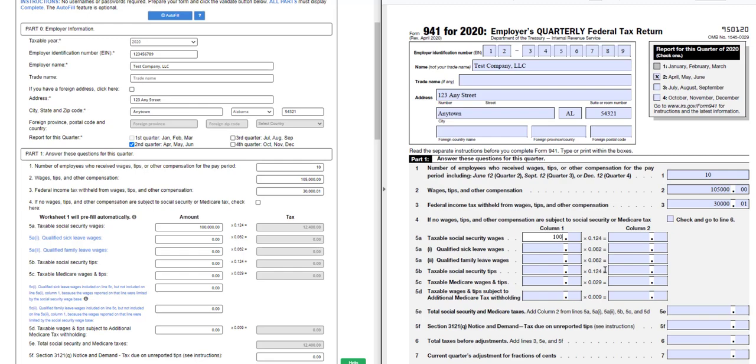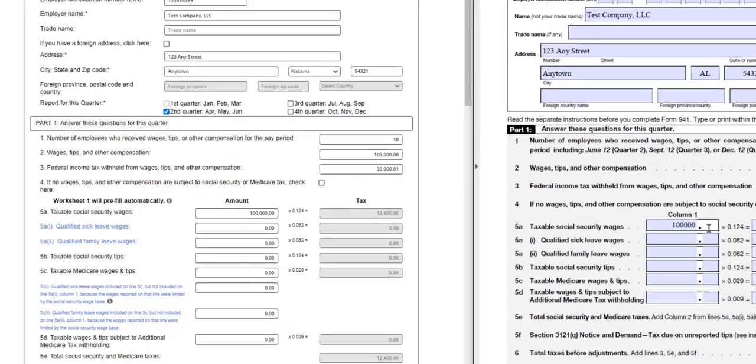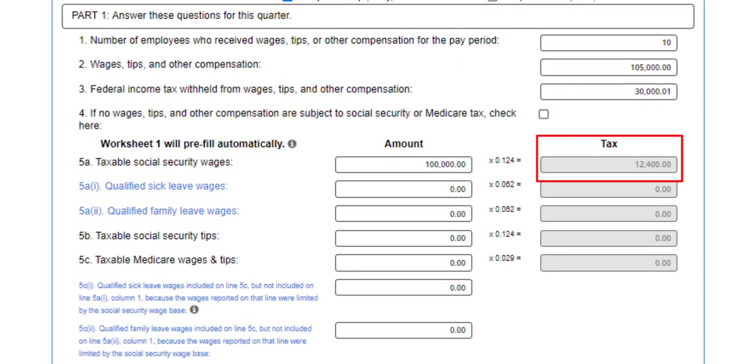In this example, I'll enter $100,000 in line 2. Notice how the software automatically calculates the tax. Without it, you would have to manually calculate.